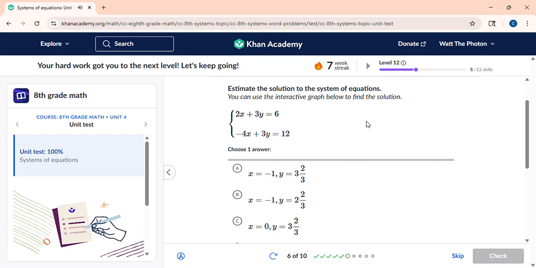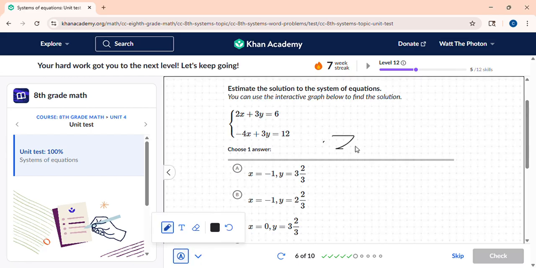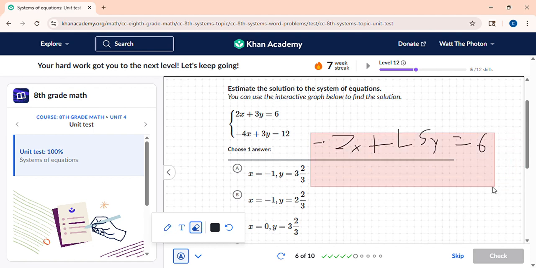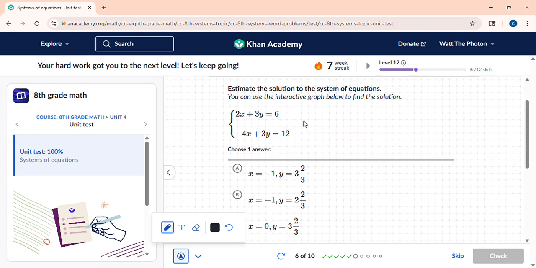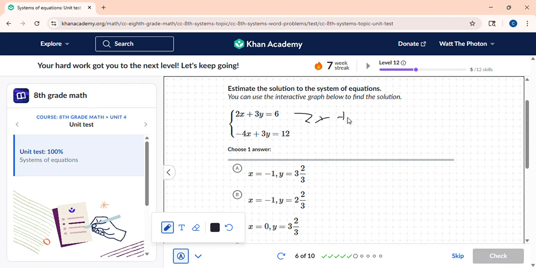Estimate the solutions of the equation. Well, we can divide by 2 on both sides to get -2x plus 1.5y is equal to 6. And so we can set this up to be 2x plus 3y is equal to -2x plus 1.5y.